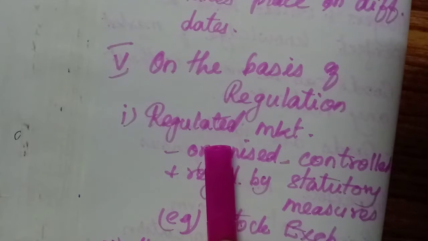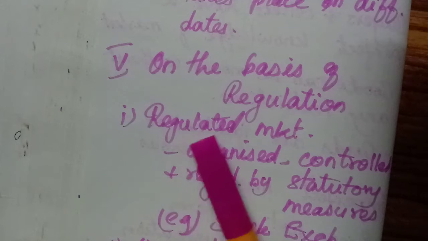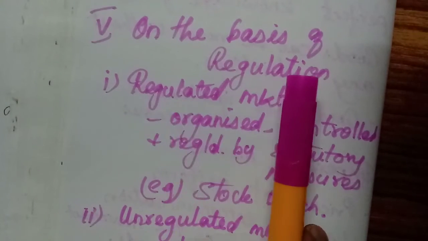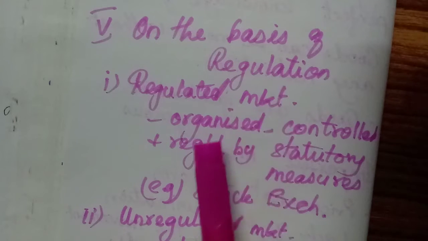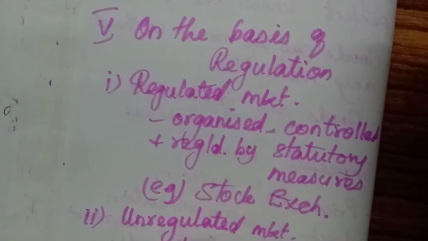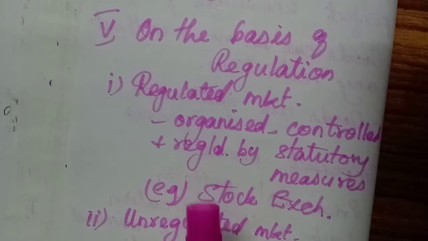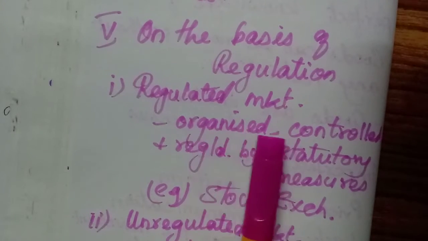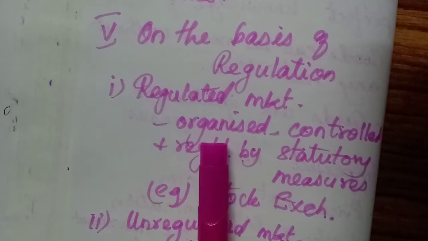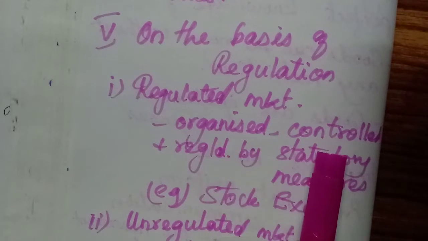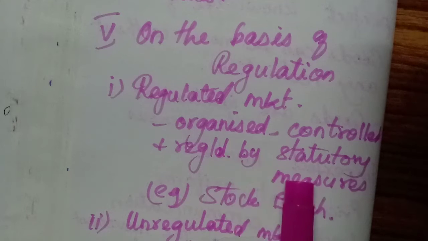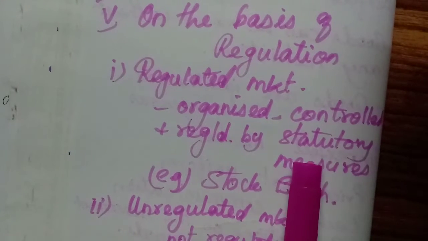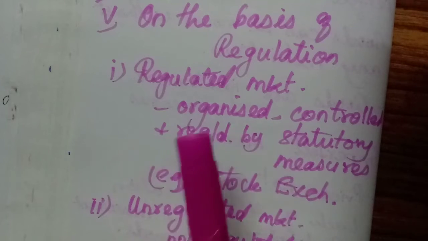On the basis of regulation, how these markets are regulated. On the basis of regulation, it is divided into two: regulated market and unregulated market. Regulated markets are organized, controlled and regulated by some statutory measures. Statutory means some law or act will regulate these markets.